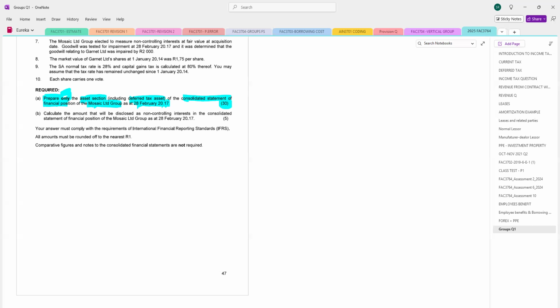And then when you look at B, it says calculate the amount that will be disclosed as the non-controlling interest in the consolidated statement of financial position of Mosaic Limited Group as at 28 February 2017. So the first one, you're preparing a consolidated statement. The second question, you're actually calculating. Now, you're not limited on what method you use when it comes to calculation. Like I've always said, guys, there are those specific calculations we have, for example, calculation on deferred tax.